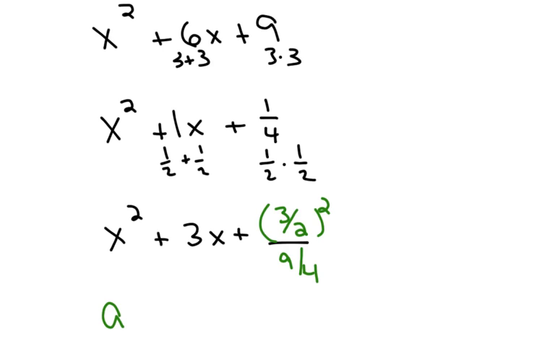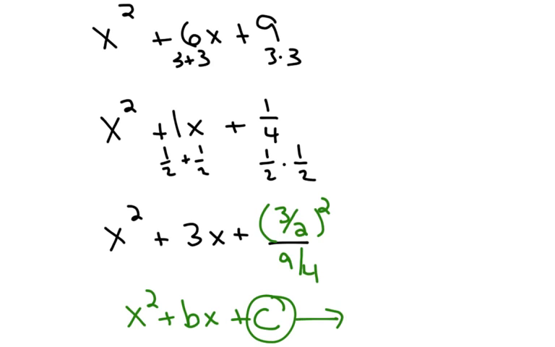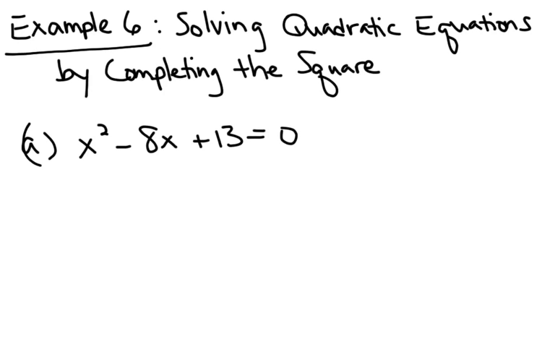So in the equation, let me do x squared plus bx plus c. C can always be found by doing b divided by 2 squared. So here's how you can use completing the square to solve a quadratic equation.